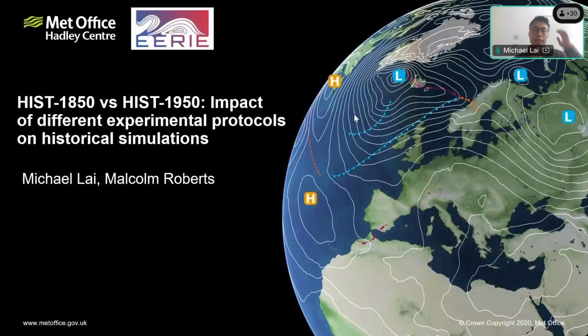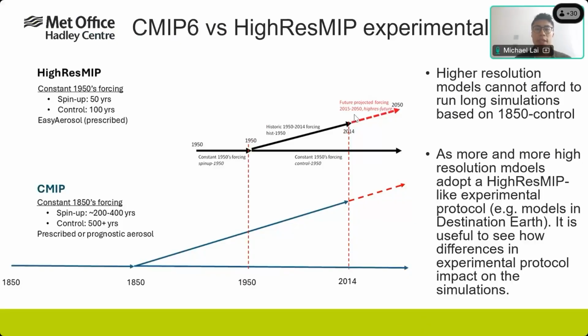Okay, great. Today I'll be talking about how the difference in the experimental protocol for the standard CMIP simulations and the HighResMIP simulations affects the historical simulations. This work is partly funded by the ERIE project as well, with a lot of help from Malcolm Roberts. So, as an introduction, then.